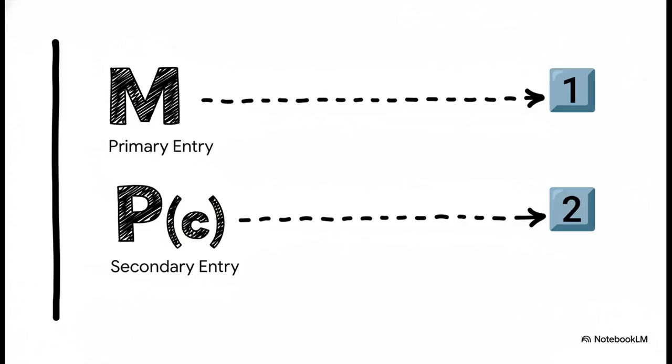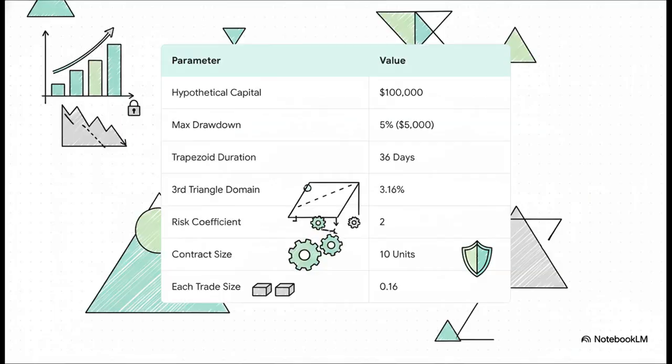So the plan laid out two very distinct entry levels from the start. The primary entry, you can see it marked as M, was set at 25,203.7. Then there was also a secondary entry labeled PC, which was defined at a lower price of 24,880.4. Now let's talk about the risk framework for this cycle. The plan was based on a hypothetical capital of $100,000, and the maximum allowed drawdown was capped at 5%. The plan also defined a trapezoid duration of 36 days and a risk coefficient of 2. All of these inputs led to a calculated trade size of 0.16 for each of those potential entry points.